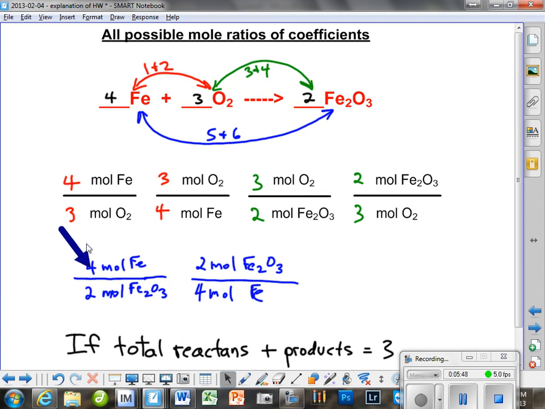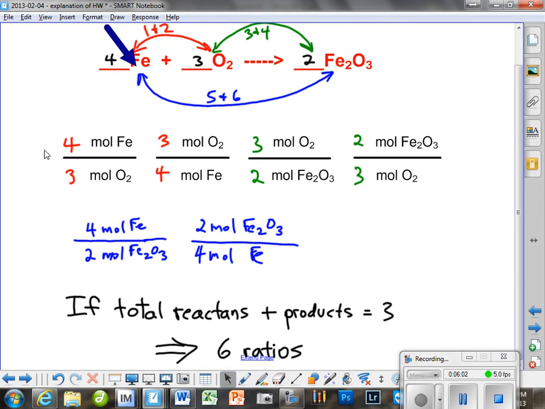At any rate, we got a 4 to 2 here, going this way, and then we have a 2 to 4 going from here to here. And the total number of reactants and products is equal to 3 on this one, right down here, you see. And our total number of ratios are 1, 2, 3, 4, 5, 6, and that's what you see here.